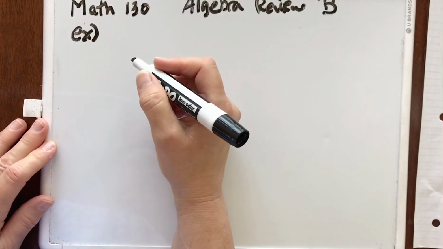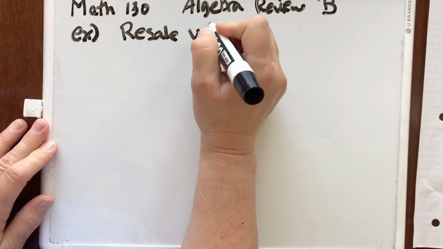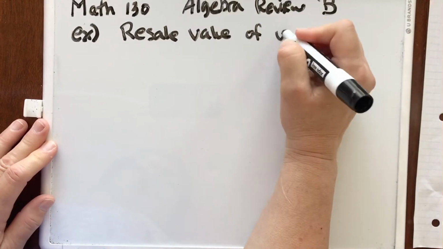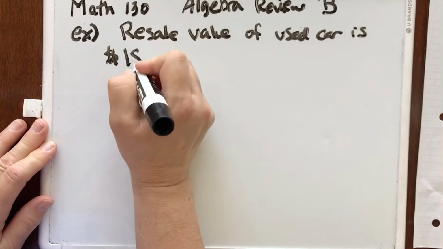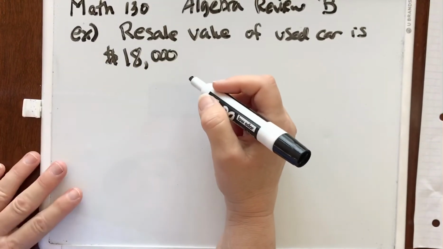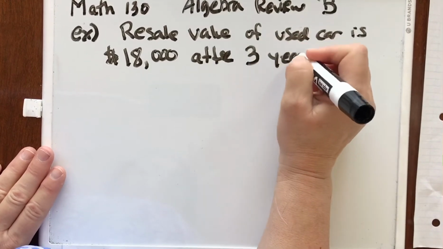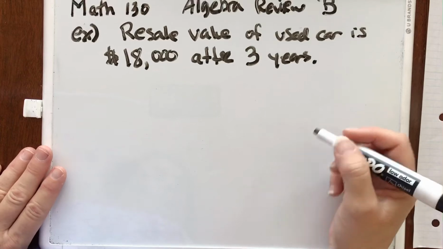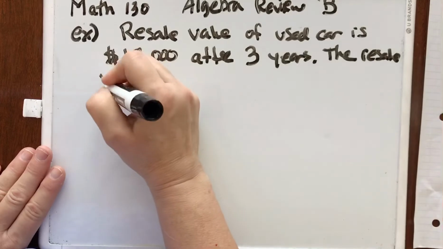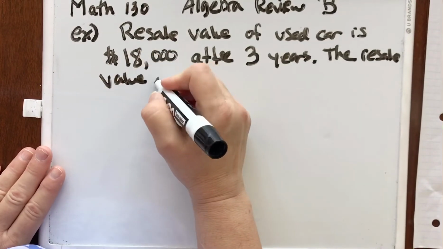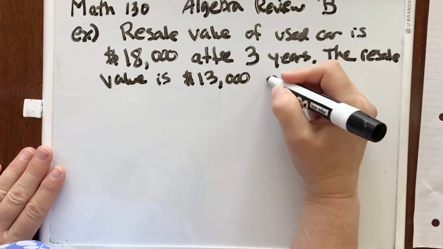Okay, so here's a word problem. The resale value of a used car is $18,000, well, that's pretty nice, after 3 years. The resale value is $13,000 after 5 years.